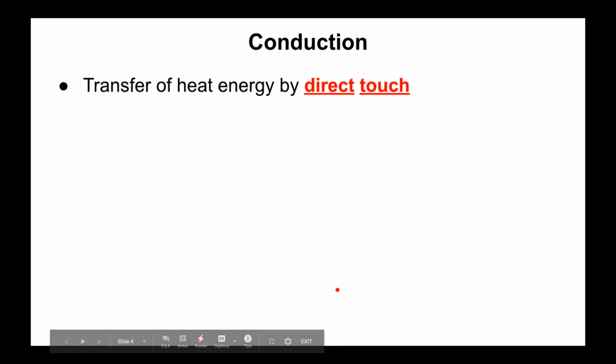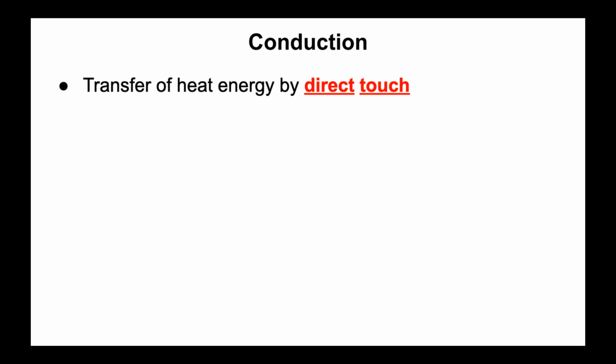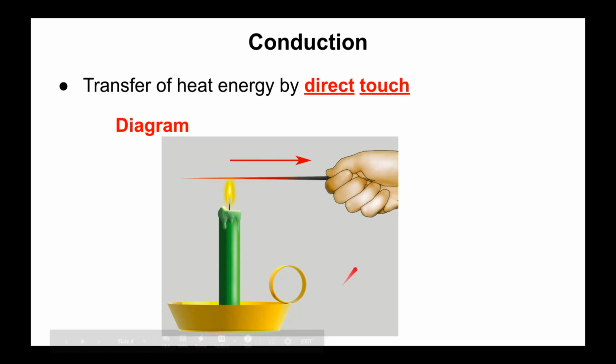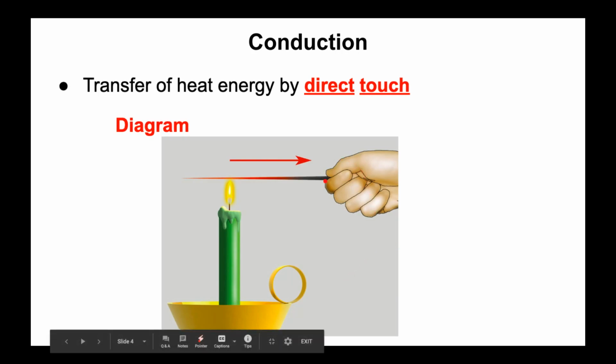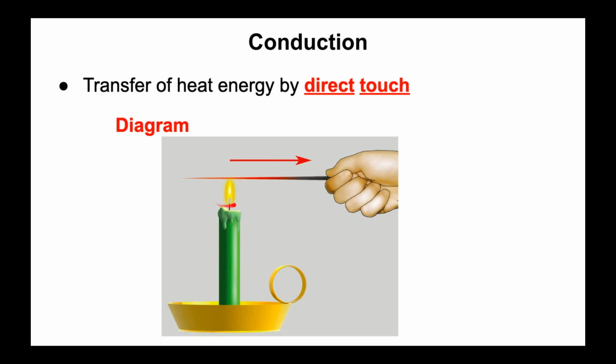Next type is conduction. This is the transfer of heat energy by direct touch. If we look at this little diagram here, we have a hand holding onto a metal pin, and this is over a candle flame. The candle flame is going to heat up the metal rod. As the metal rod gets hot, we will be able to feel that heat because we are directly touching the metal rod.